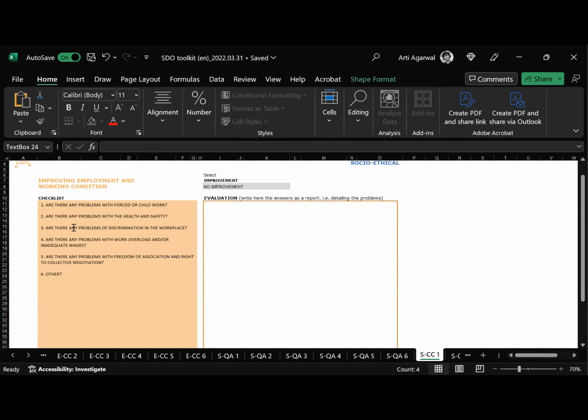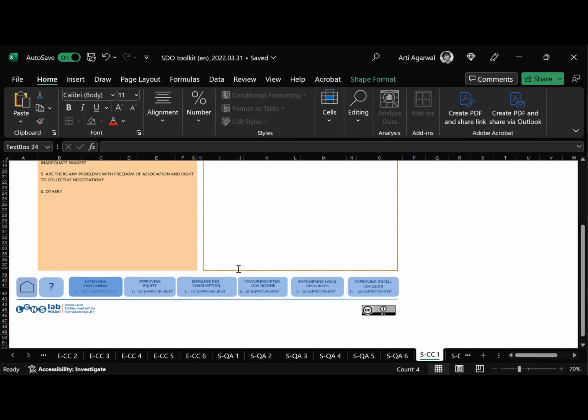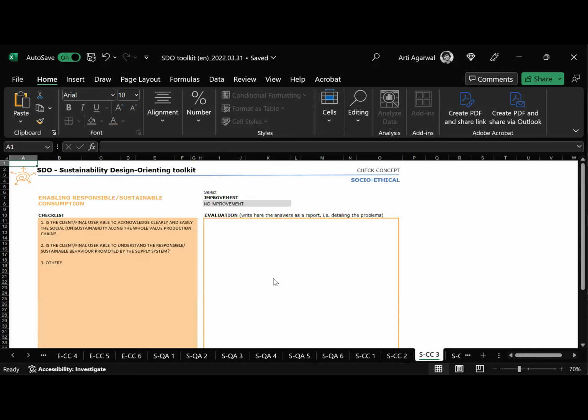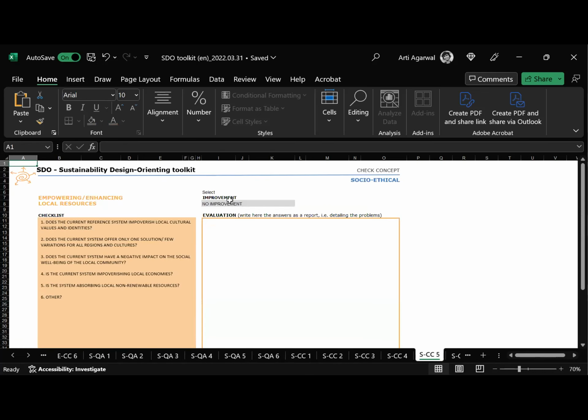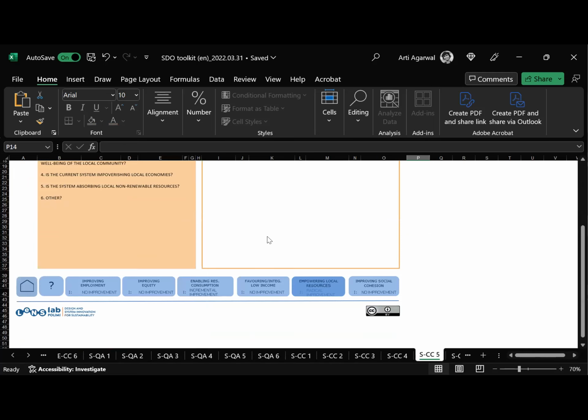Check the concept for the socio-ethical aspect. Do the same thing for all the 6 criteria. There is an improvement, an incremental improvement, or there is no improvement, or there is a radical improvement. You have to keep saving, of course.